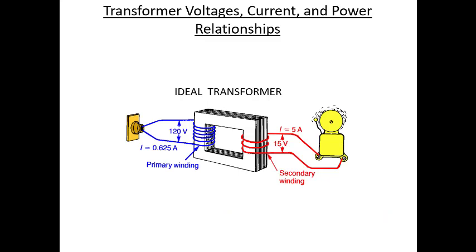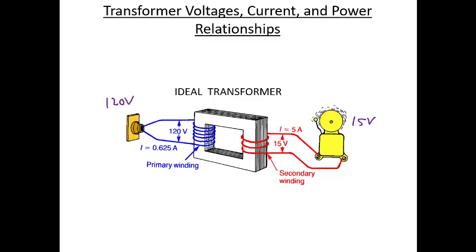All right, so here's an example of an ideal transformer. So we have a wall outlet here. So we have 120 volts. It looks like we have a doorbell here, and the doorbell needs to operate at 15 volts.